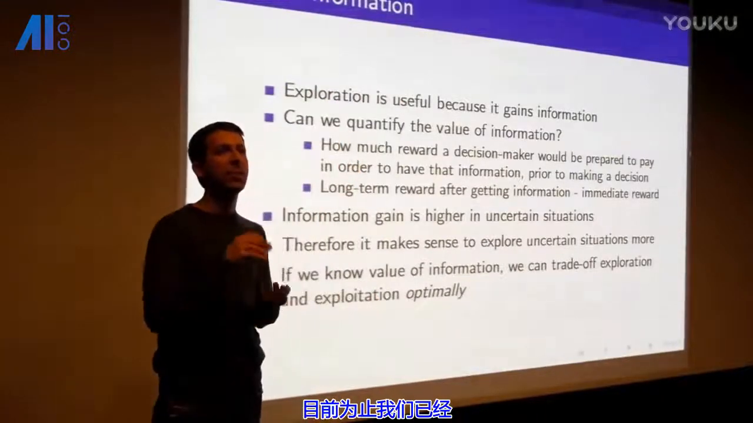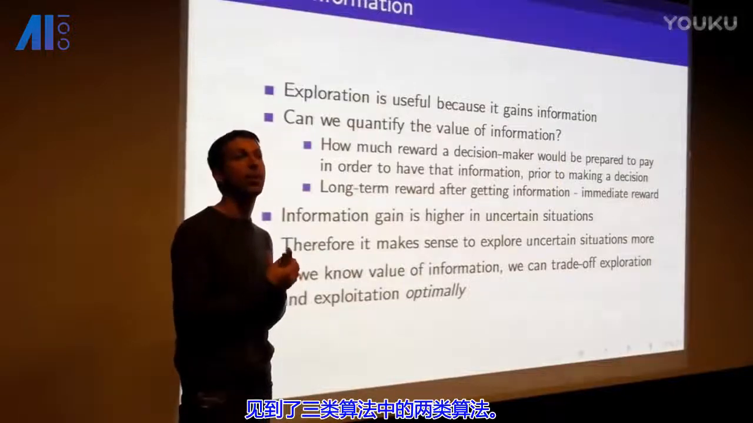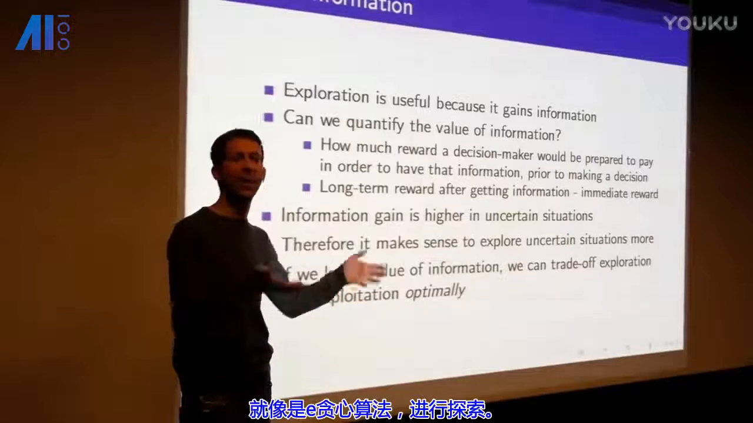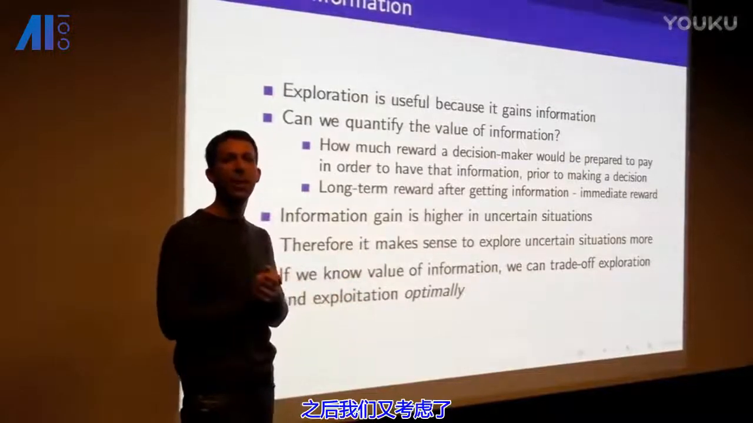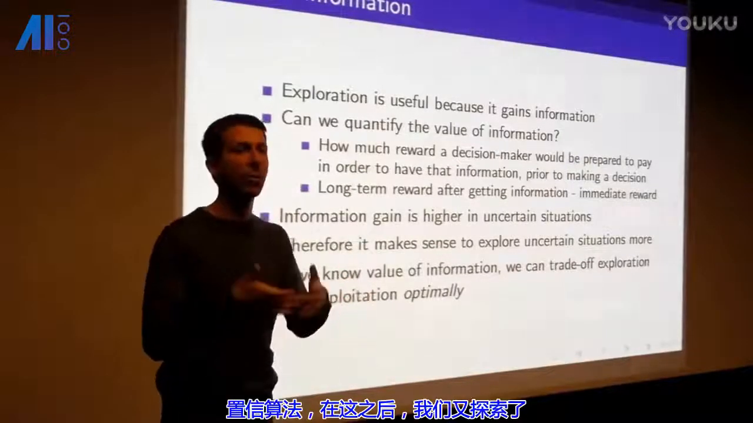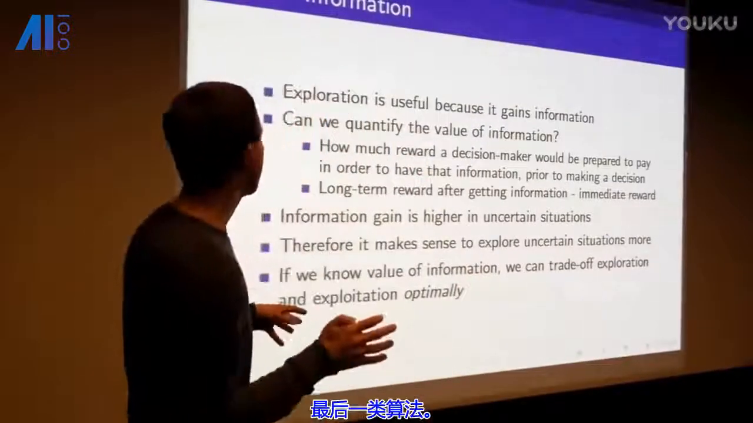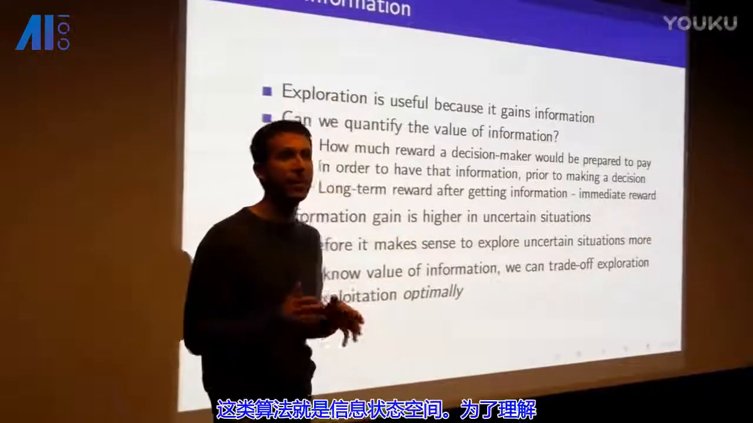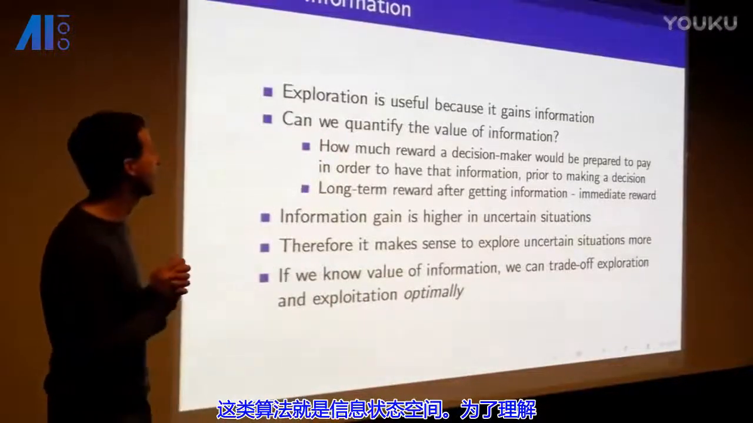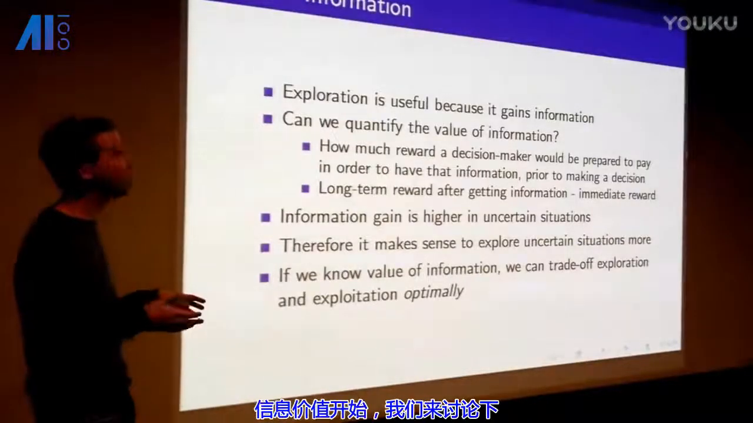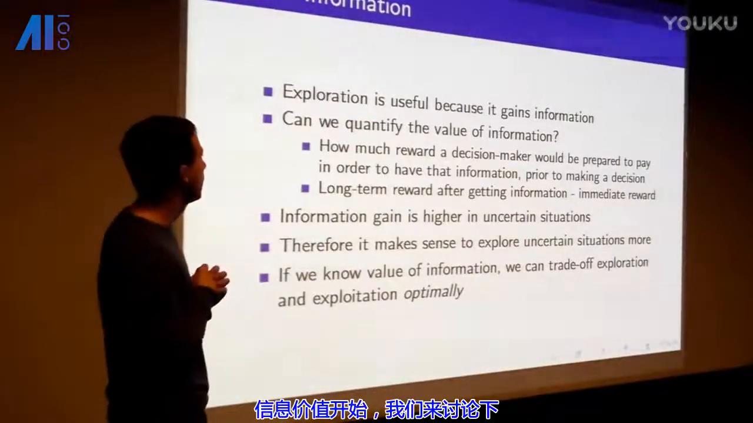So far we've seen two of our three classes of approach. We've seen randomized exploration algorithms that randomly explore, like epsilon greedy. We've seen upper confidence algorithms, optimism in the face of uncertainty. And now we're going to consider our third class, which is information state space algorithms. To understand information states, let's start by talking about the value of information.